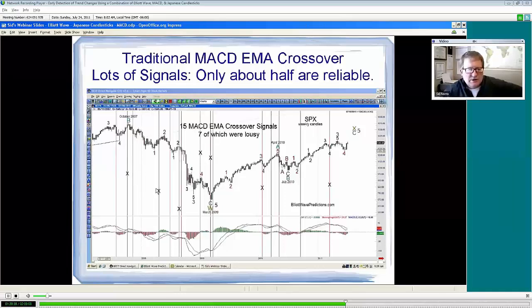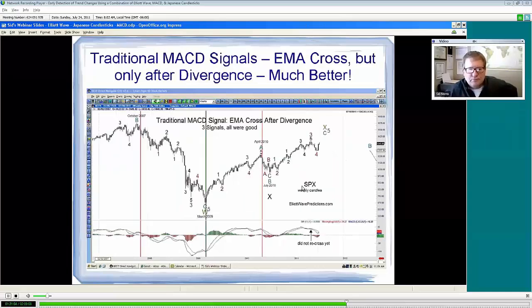And of those, I put an X by the ones that would have been a lousy trade. For instance, you don't want to get short at the end of that candle. It immediately would reverse. That would have been a losing trade, so I put an X there. And so there's an X on the ones that weren't good trades, and if it was a good trade, there's no X there. And you notice that 7 of the 15 were lousy trades. So this is not very good.